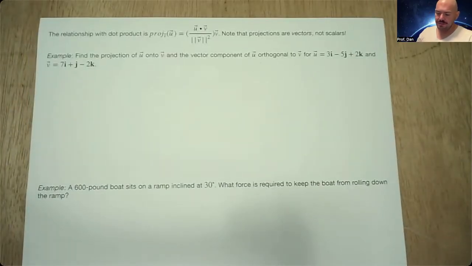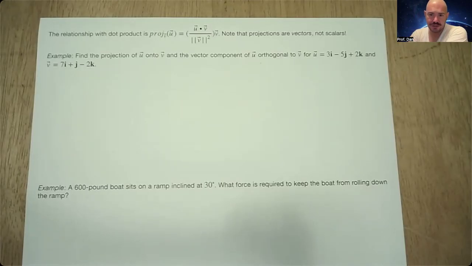So I mentioned that we could actually use the dot product to find these projections. And here's that relationship. The projection of u onto v is equal to the dot product of u and v divided by the magnitude of v squared. Remember, another way you can figure that one out is v dot v. Whatever that scalar quantity is, because that's a scalar, we multiply by the vector v. Okay.